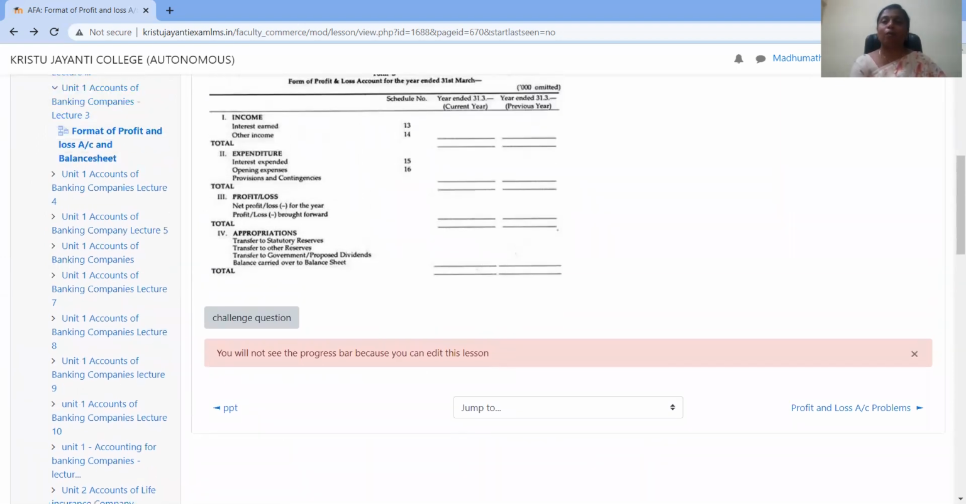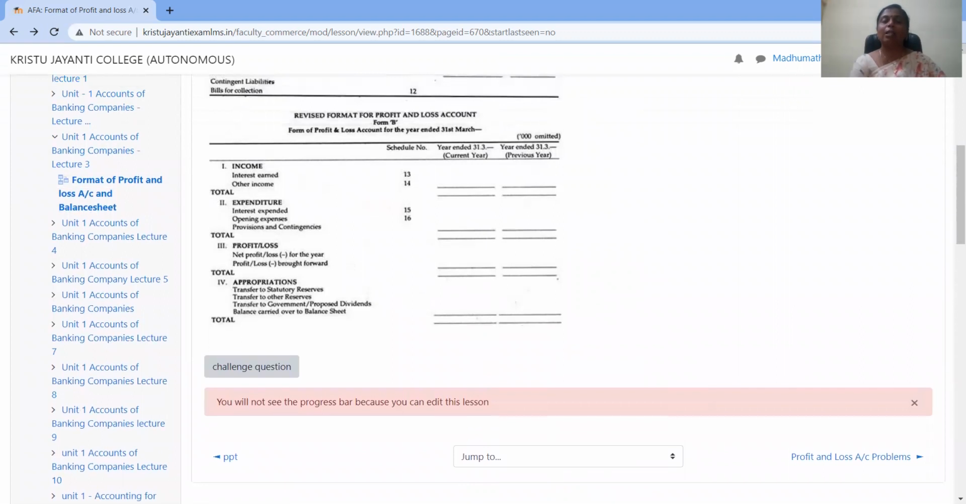Next comes our profit and loss account. Even this profit and loss account will be prepared as per Form B of our banking accounts. So the entire profit and loss account here gets divided into 4 groups. One is your income, second is your expenses, third is your profit, and the last one is your appropriation. Under income, we have schedule number 13 as well as 14, which is interest earned.